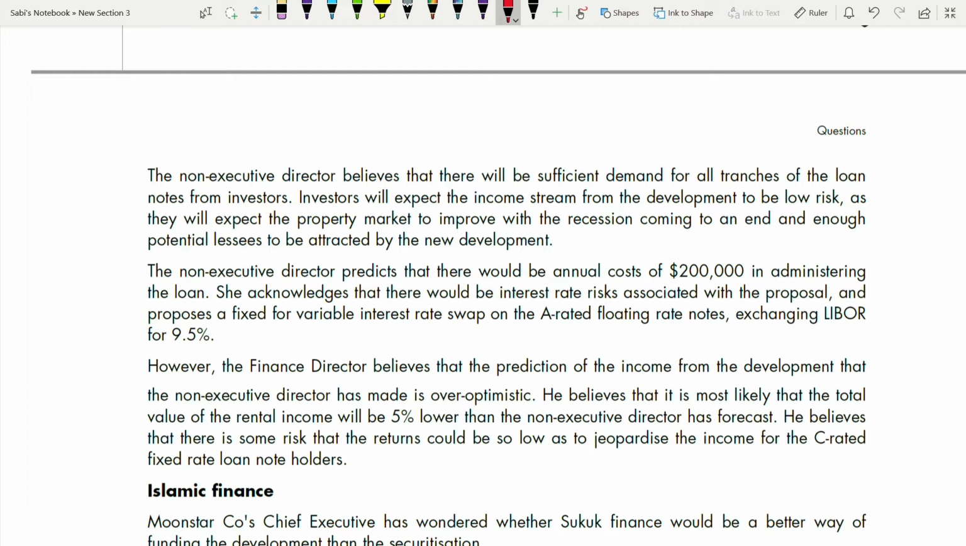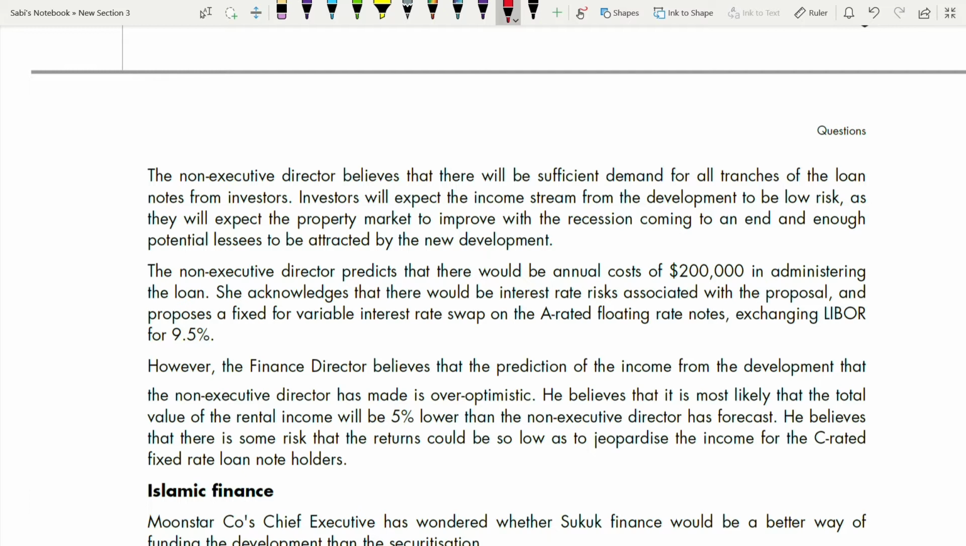As they will expect the property market to improve with the recession coming to an end and enough potential leases to be attracted by the new development. So they are saying that this will be a low risk way of getting income. Why is that? Because the property market is expected to improve, because the recession is going to end. Whenever a recession comes to an end, your property market will improve. So they are saying that there will be sufficient demand for all the tranches. That's what the non-executive director is predicting.